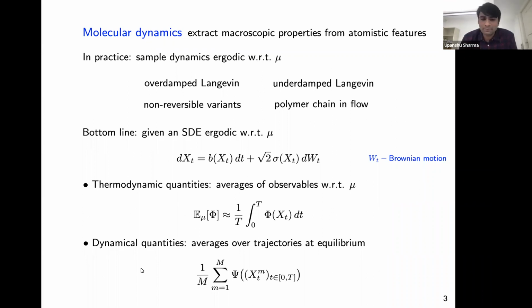Something similar can be done for dynamical quantities, where you say, okay, I start off at equilibrium, I run a trajectory of this SDE, I run many such trajectories and I take averages. So this is the kind of thing you do. So this would be the idea in molecular dynamics.